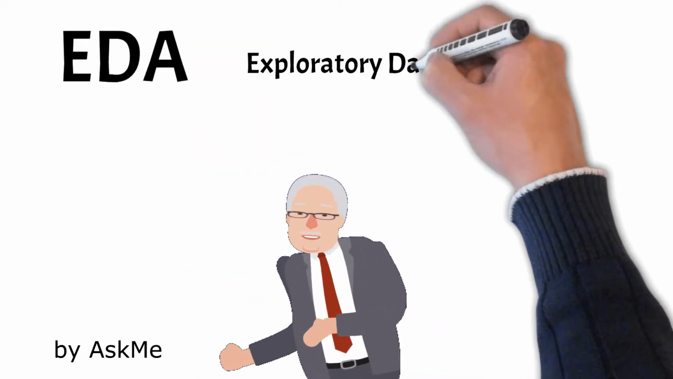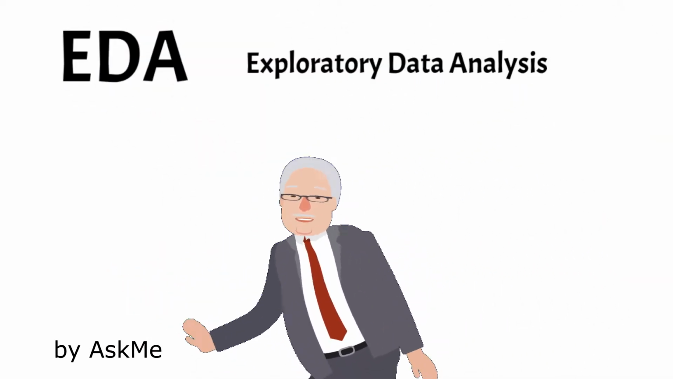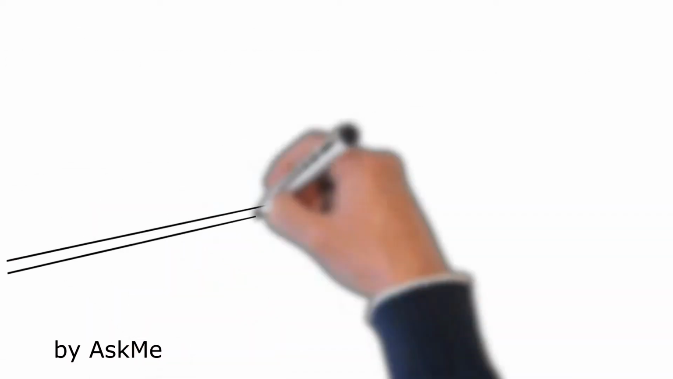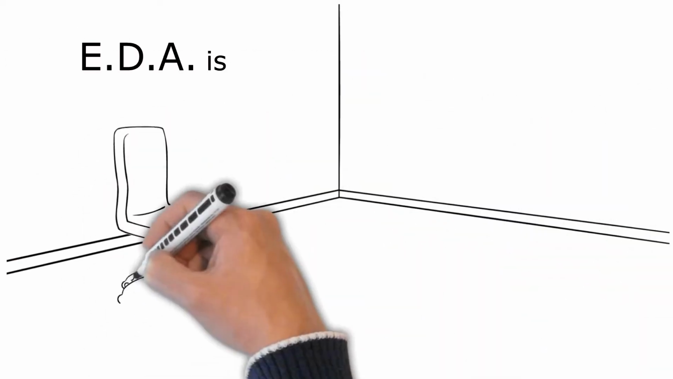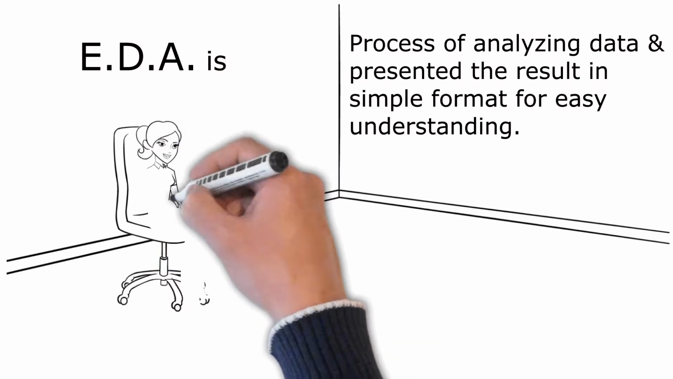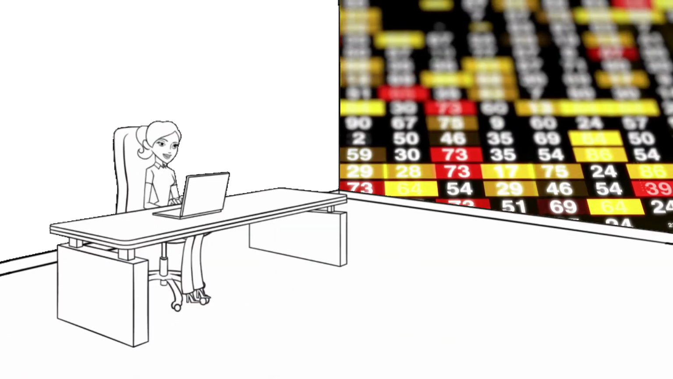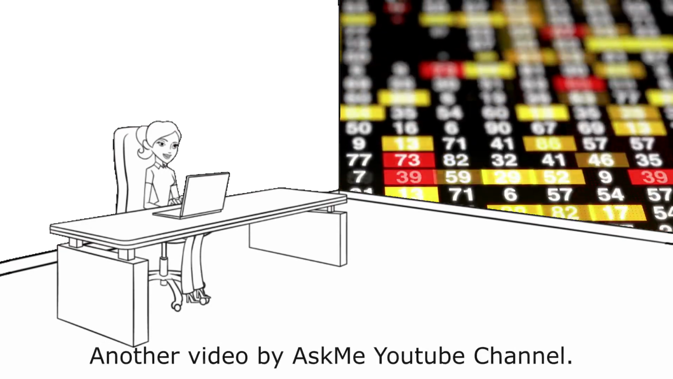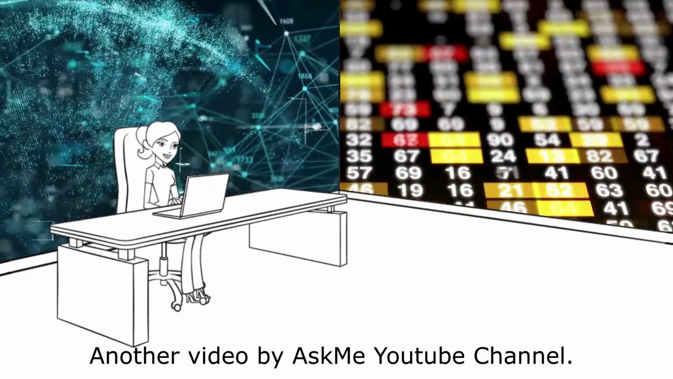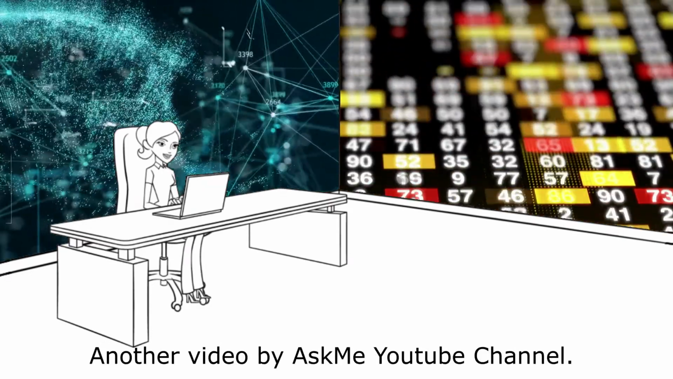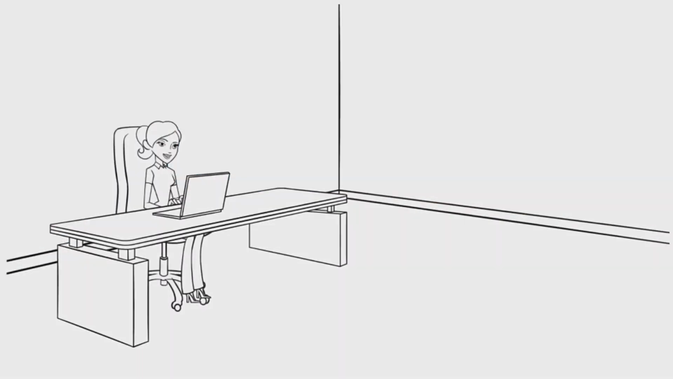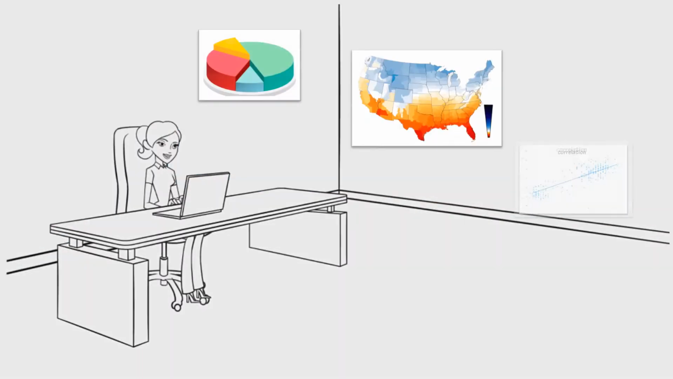EDA, Exploratory Data Analysis, is the process of analyzing data and presenting the result in simple format, such as graphs, charts, for easy understanding. There is no standard guideline to do this. It is up to the creativity of the analyst to present the data, so that at one glance, audience would understand what the data is trying to tell.